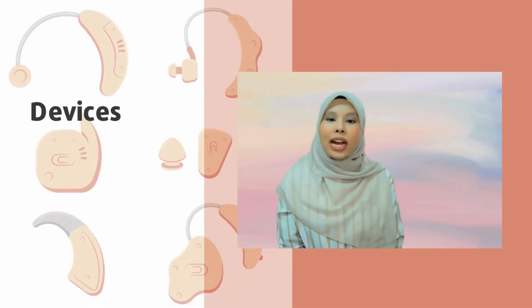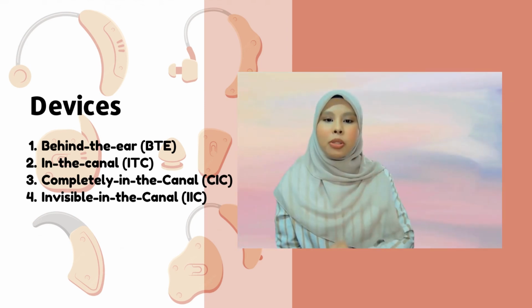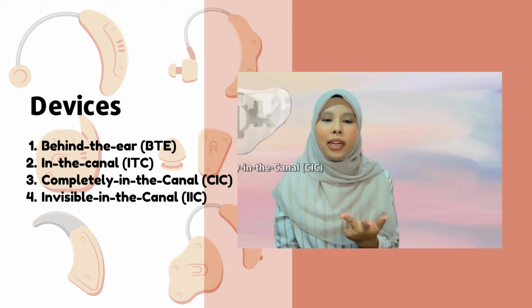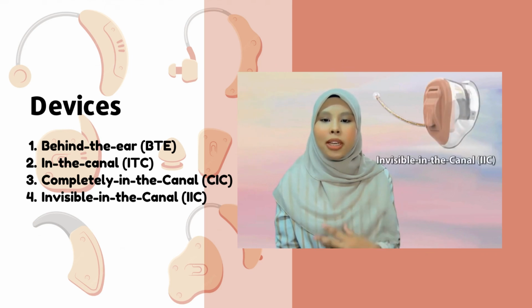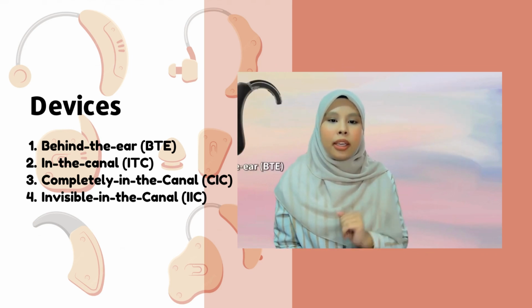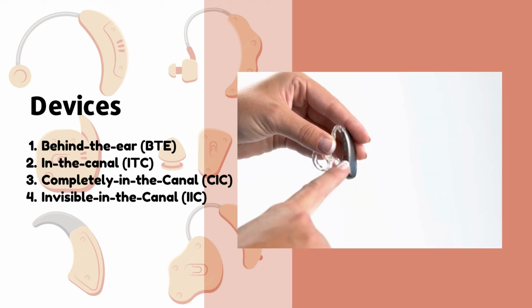What types of devices are suitable for mild to moderate hearing loss? There are 4 types of hearing aids suitable for mild to moderate hearing loss, which are behind the ear BTE, in the canal ITC, completely in the canal CIC, and invisible in the canal IIC. So the first one is BTE, behind the ear, a device appropriate for people with a wide range of hearing loss.